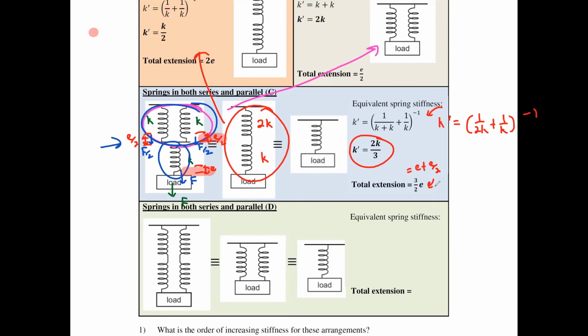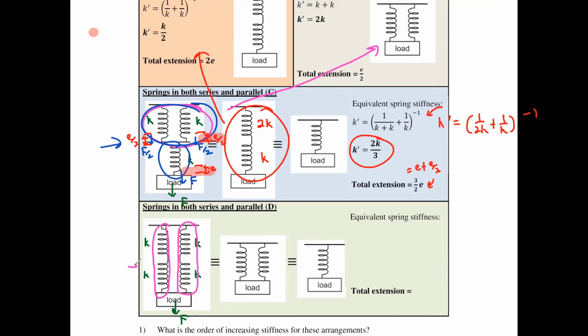Then after that, we go on to the last example here. Springs that are both series and parallel again, but this time looks like this for 4 springs. So what can you see from here? Again, this is K, K, K, and K. And then you have a load of F. So what you want to do now is try to simplify it.